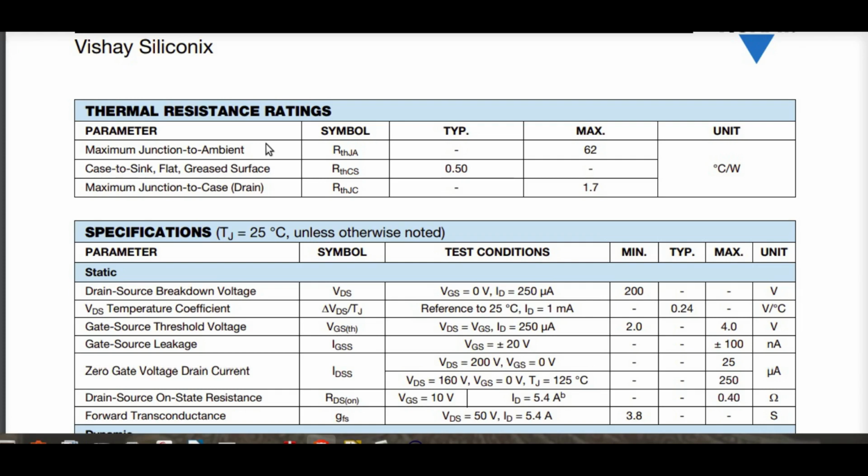But if you are using a device like an IGBT, say at 100 ampere, 200 ampere, it is better to do detailed heat sink calculations. So I will teach you how to do the heat sink calculation in some other video. The parameter required to calculate is maximum junction to case thermal resistance, 1.7 degree per watt.